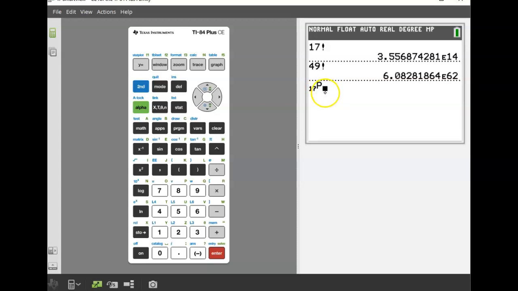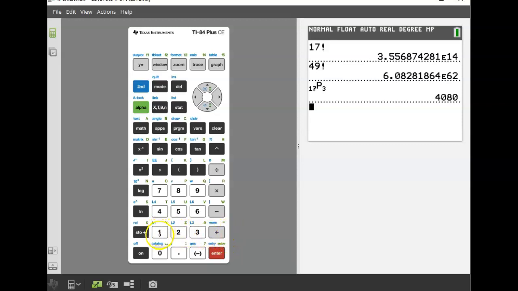How many people did I say I was going to choose? 3 people. So I got 4,080 different ways that I could pick those 3 people if there were 17 of you, okay? We'll talk about this again. Let me show you the difference though.